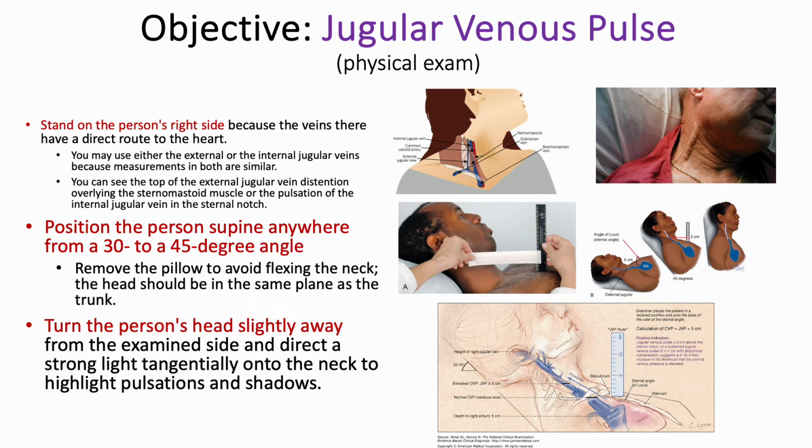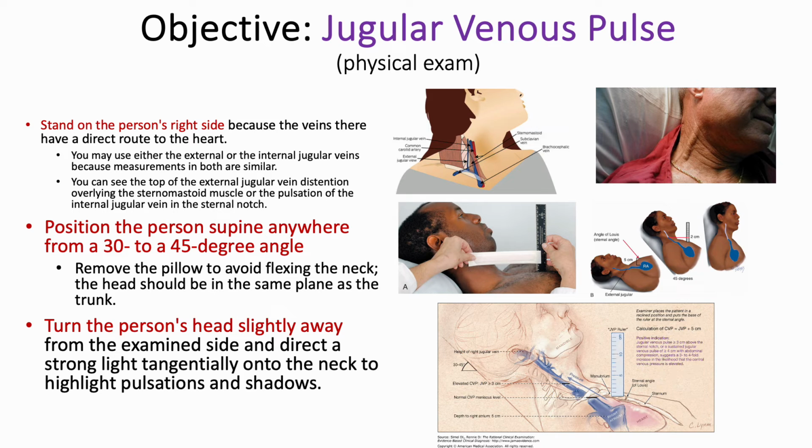Now you're going to see the top of the external jugular vein and ask yourself, is it distended? Do you see here the distension? It's filling up. And this distension is going to occur over the sternomastoid muscle. And sometimes you just see it right above that substernal notch.